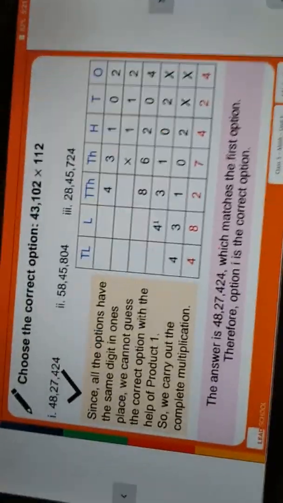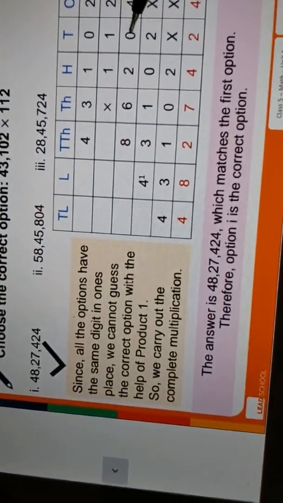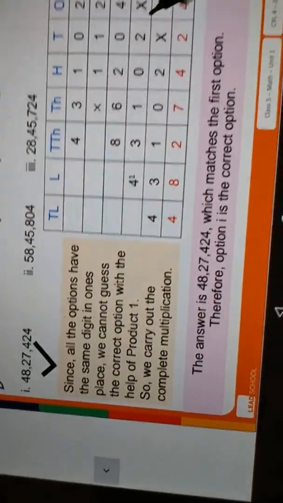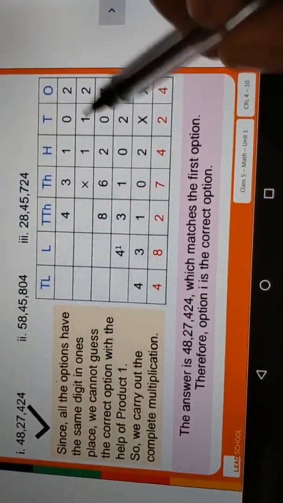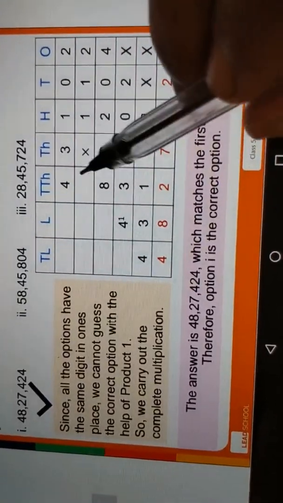So students, what we have to do: 2 2s are 4, 2 0s are 0, 2 1s are 2, 2 3s are 6, 2 4s are 8. Then we have to cross it out here. 1 two is 2, 1 zero is 0, 1 one is 1, 1 three is 3, 1 four is 4.